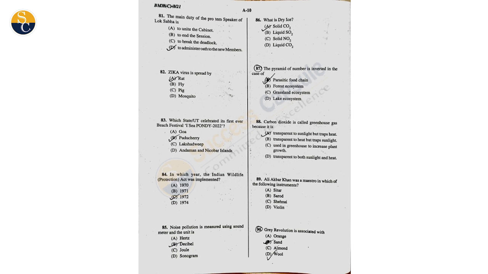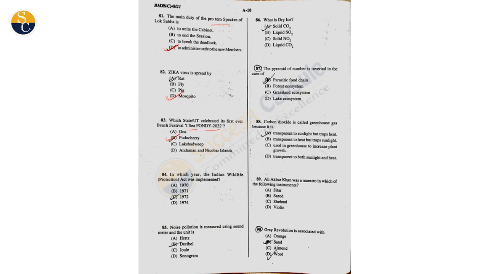Next, the main duty of the pro tem speaker of Lok Sabha is to administer oath to the new members. Pro tem word means for the time being, he is a temporary speaker and he presides over the first sitting of Lok Sabha. So, D is the correct answer. Next, Zika virus is spread by Aedes species mosquito. So, D is the correct answer. Next, which state or UT celebrated its first ever beach festival, IC Pondi 2022? Answer is B, Puducherry.